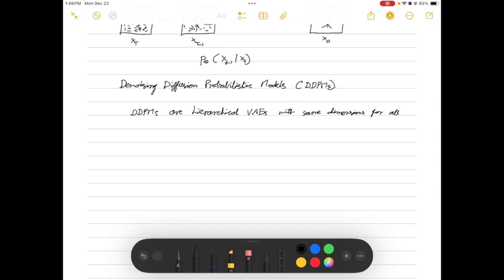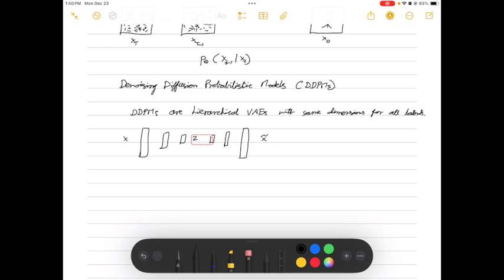So in a hierarchical VAE, you have latent dimensions at different granularities, right? So say this is Z and you have the input X and reconstructed sample X naught.